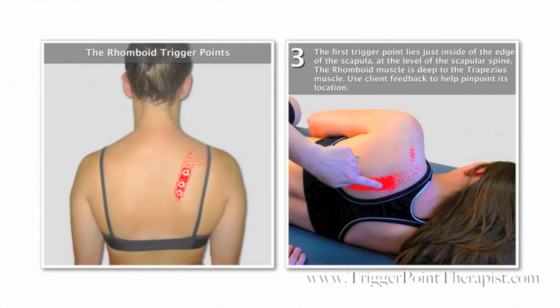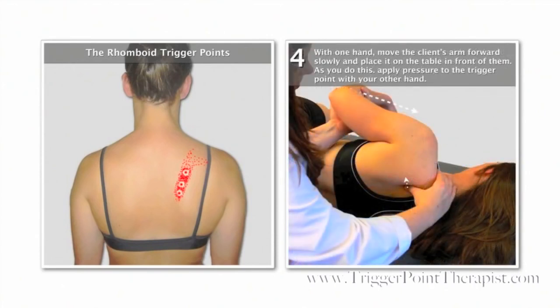The first, or upper rhomboid trigger point, lies just inside the edge of the scapula at the level of the scapular spine. Remember, the rhomboid muscle lies deep to the trapezius muscle, and its trigger points lie closer to the edge of the scapula than the middle trapezius trigger point. All three rhomboid trigger points refer pain along the inside border of the scapula.